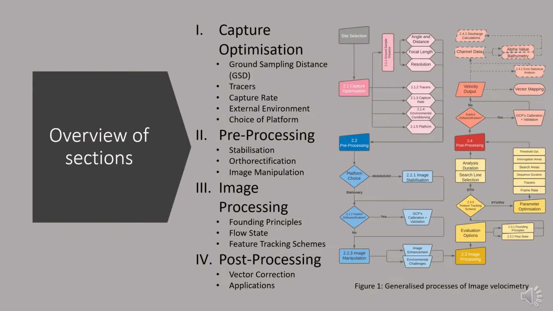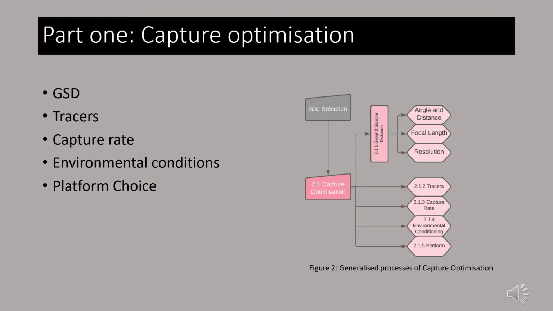So those 4 key stages that we've just defined, they've been broken down a little bit further so that we can talk about specific processes. And I'm just going to touch on some of the most important pieces of the research that I found, just to help people optimize their workflows. And then when it comes to using image velocimetry techniques such as PIV and PTV, they have a better understanding of how it works. So starting with stage 1, which is capture optimization.